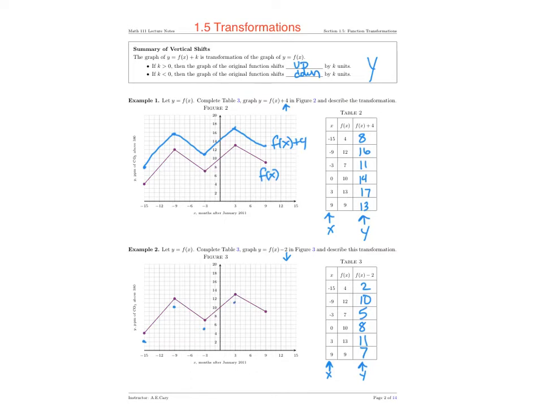What I like to do is make all my points first, and then connect them. So that purple graph, that was our original f of x, and this new blue one, that is f of x minus 2. So that is all of our vertical shifts. Let's move on to horizontal shifts. That'll be on the next page.